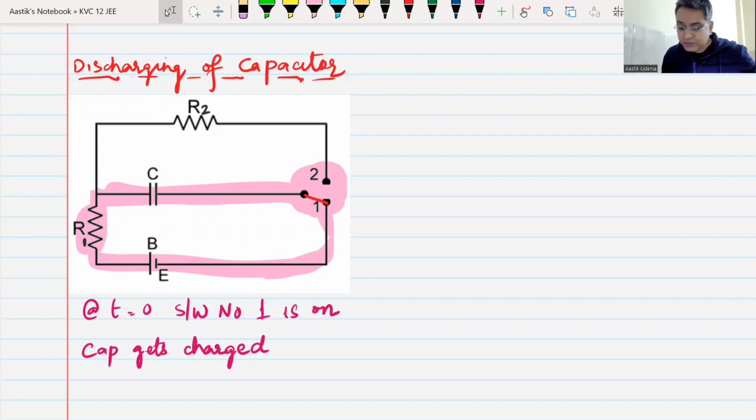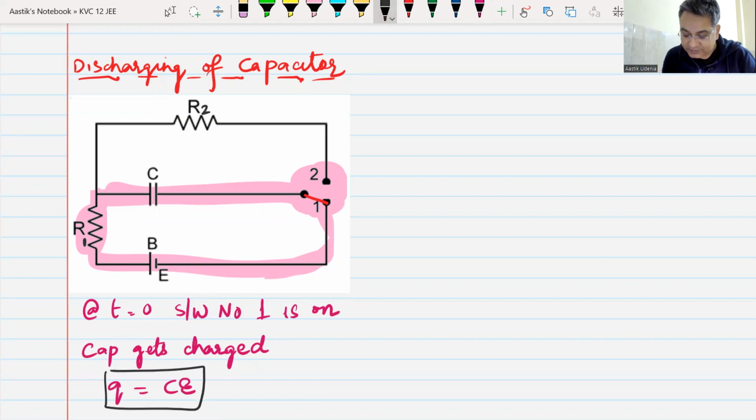So I connect it to point A. After a long time, the capacitor will get the steady state charge, and the charge on the capacitor will be C into E. You have done a couple of questions, and I just pray to God that you remember how we had found it out. Anyways, in this case, the answer is C into E. This is the final charge the capacitor gets after a long interval of time.